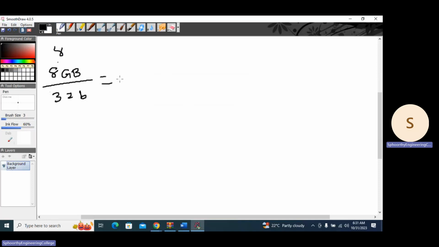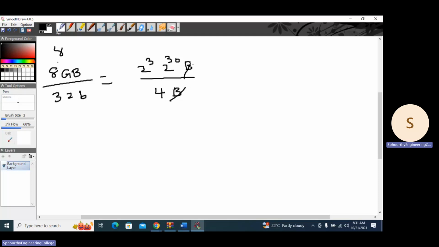Please observe here. What is 8? 8 is 2 power 3. Giga means 2 power 30. B as it is. And here, 32-bit means how many bytes? 32-bit is 4 bytes because we know the relationship between bit and byte: 1 byte is 8 bits. 32 bits divided by 8 gives 4 bytes.